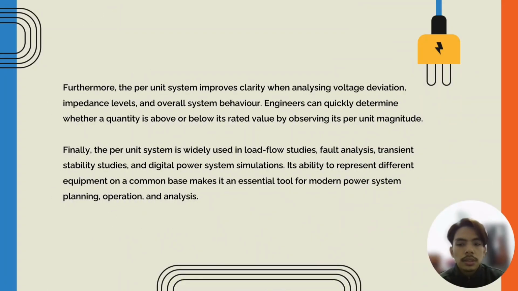Furthermore, the per unit system improves clarity when analyzing voltage deviation, impedance level, and overall system behavior. Engineers can quickly determine whether a quantity is above or below its nominal value by observing its per unit magnitude.